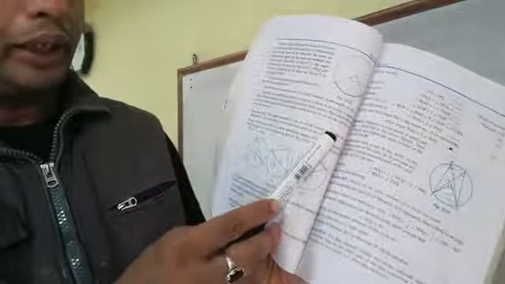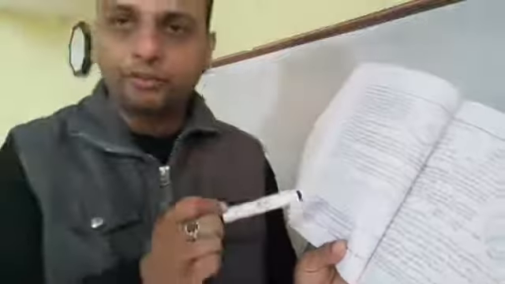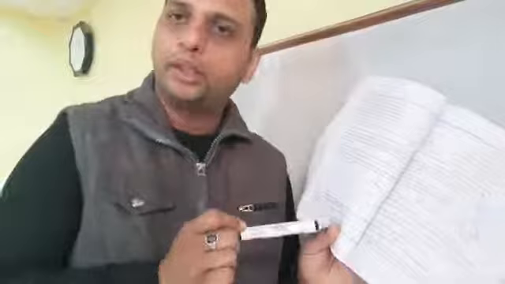The angle subtended by an arc at the center is double the angle formed in the remaining part of the circle. It means the angle formed at the center will be double the angle formed in the remaining part of the circle. Then there is one more theorem, 10.9: angles in the same segment of a circle are equal.